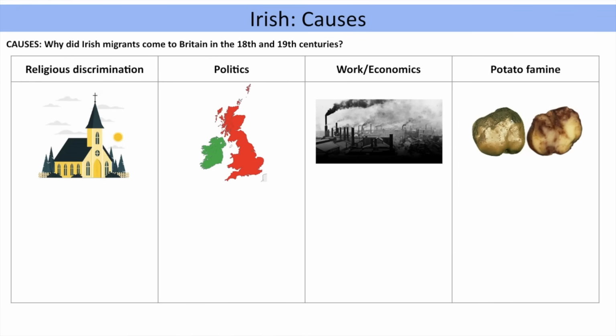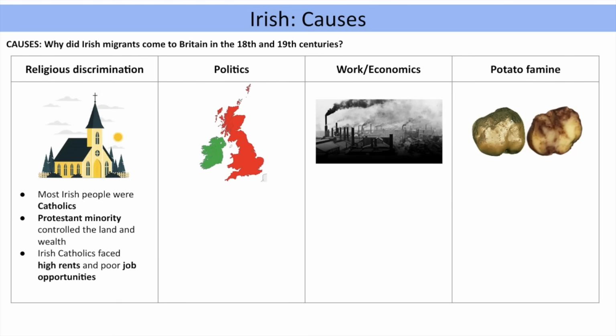The first one is religious discrimination. The majority of Irish migrants that we look at are Catholics, and in Ireland a Protestant minority is in control of the area. They have most of the land, most of the wealth, and they tend to discriminate against Irish Catholics. So very high rents from landlords, very poor job opportunities. So that is a clear push factor, a reason to leave Ireland.